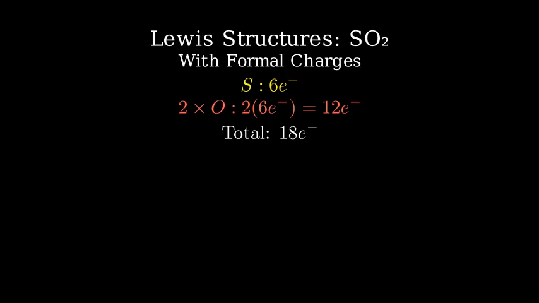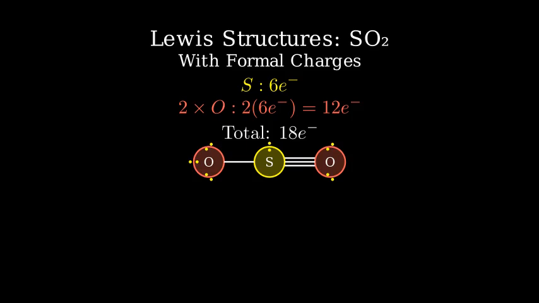Let's draw our first structure, where all atoms obey the octet rule. We'll place sulfur in the center with an oxygen on each side. We'll add a double bond to one oxygen and a single bond to the other. Then we'll add lone pairs to complete octets for each atom.